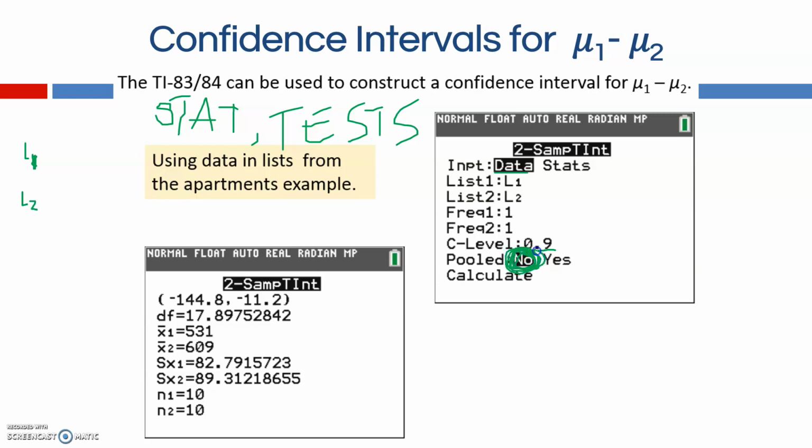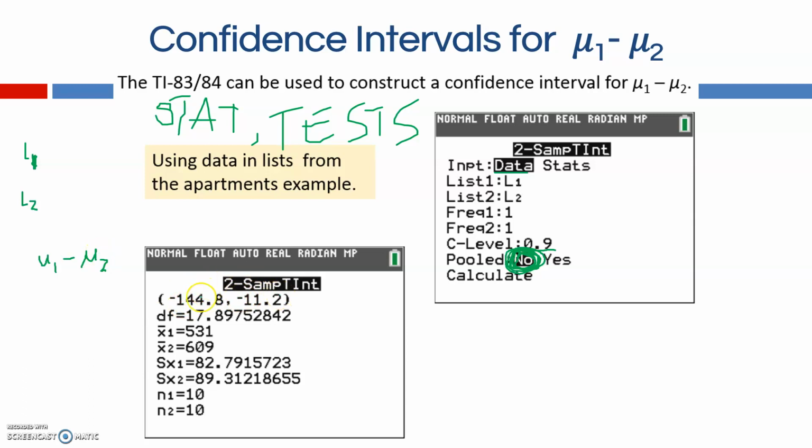Okay? I know we had to pool for hypothesis tests for p1 minus p2, but here just say no to the pooling. And when you calculate your t-interval, it should give you this interval right here, negative 144.8 to negative 11.2, which if you are calculating mu1 minus mu2 would indicate that mu2 is probably larger, because if you're taking a smaller number and subtracting it from a larger one, you're going to get a negative interval here.